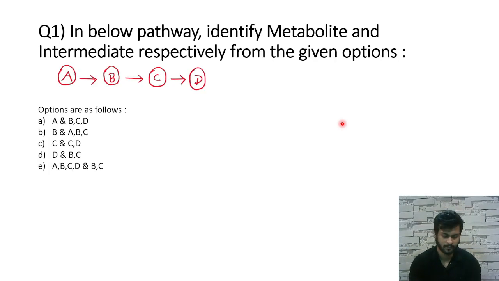So let us solve one question. It is a very basic and easy question for you. In the below pathway, identify metabolite and intermediate respectively from the given options. I have drawn a linear metabolic pathway for you, and we know that everything in the metabolic pathway is metabolite, and except initial substrate and final product, whatever is left in the metabolic pathway will be intermediate. So metabolites will be A, B, C, D, and intermediates will be, except A and D, what is left, that is B and C. So the correct option should be E.